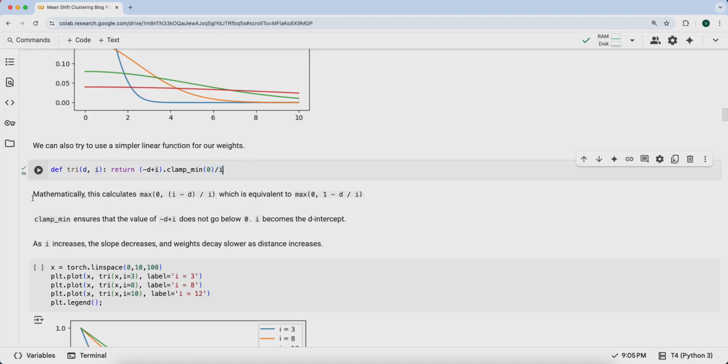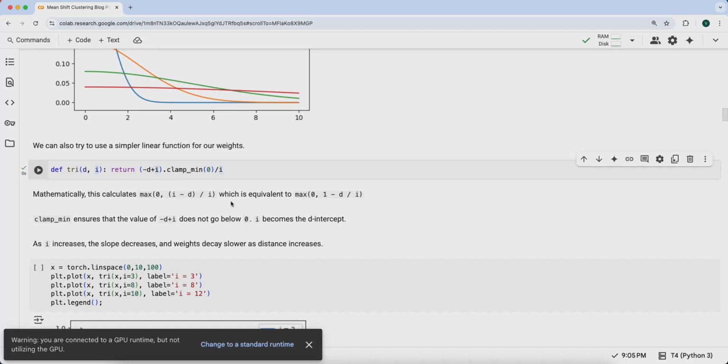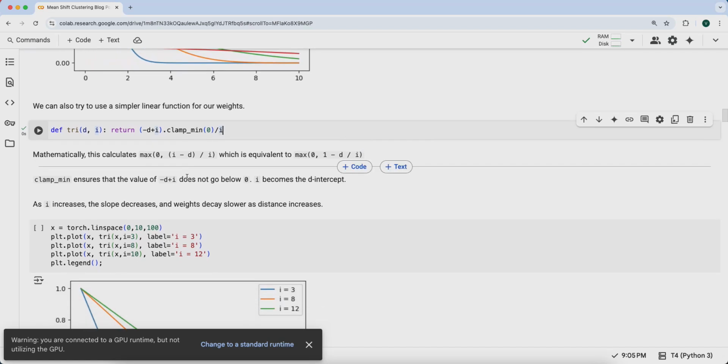I was asking Gemini some ways to think about it, and it said mathematically, this calculates the maximum between 0 and I minus d over I. And if we divide these two values by I, we get 0 and 1 minus d over I. So let's take a look at the actual chart.